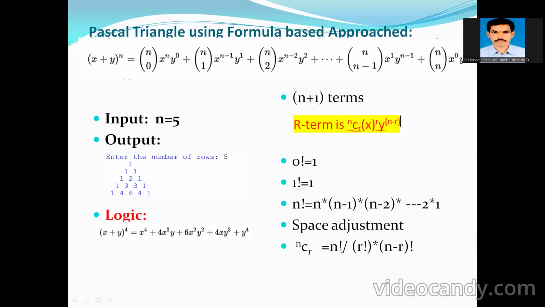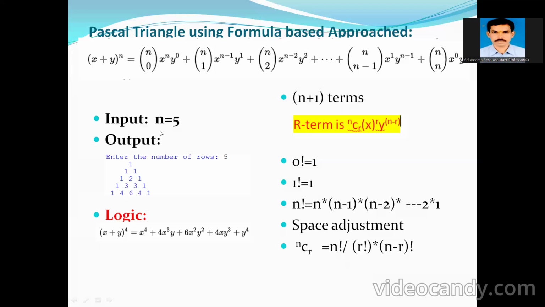I'm calling this fact function by changing the parameters: first time n, next time r, next time n minus r. So for reusability, I'm defining the fact function only once and using it three times by passing different arguments. First time is n, second time is r, third time is n minus r.